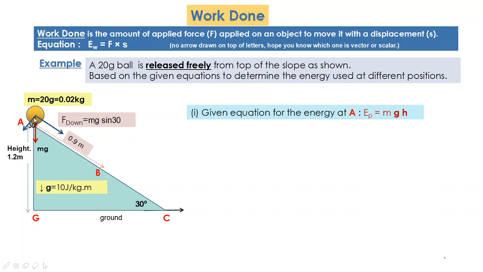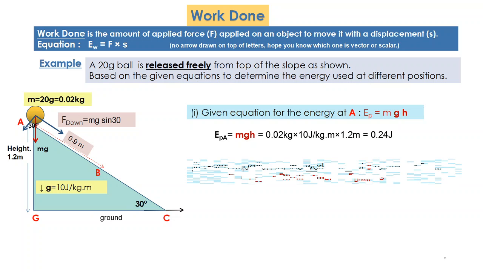Mass m is equal to 20 gram, which must be converted to kilogram, equal to 0.02 kilograms. The height, as we know, is vertical to the ground, hence it is 1.2 meter from the ground to A. g is given as 10 joules per kilogram meter. Can you fill in the parameters with the values given to find the potential energy at A? The answer should be equal to 0.24 joules at position A.